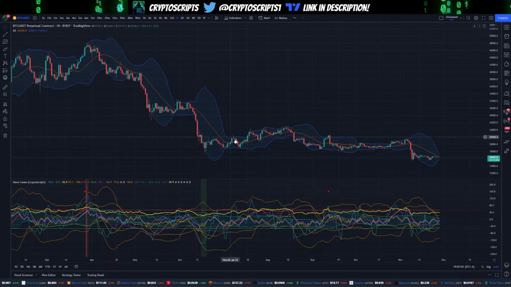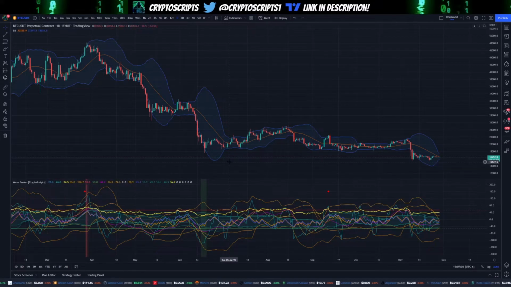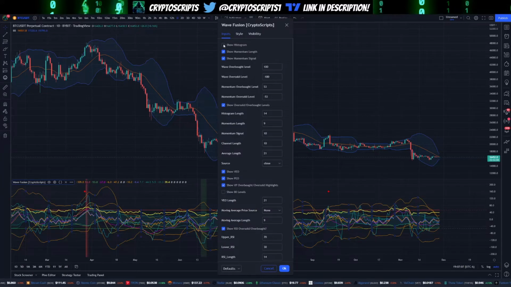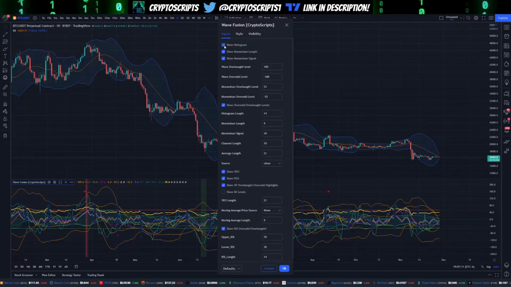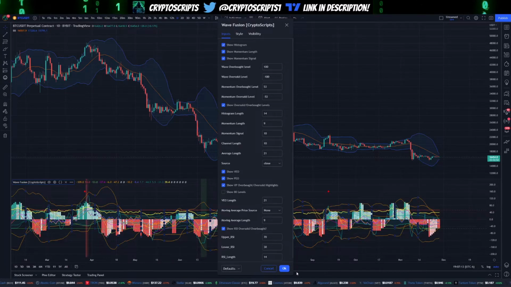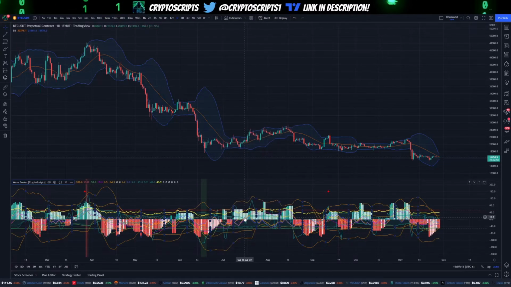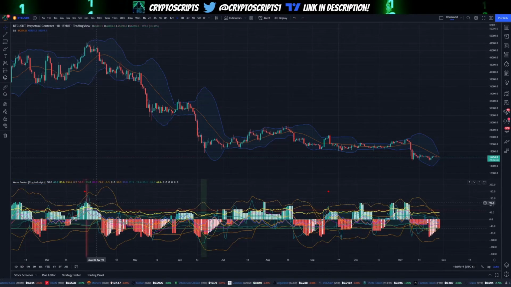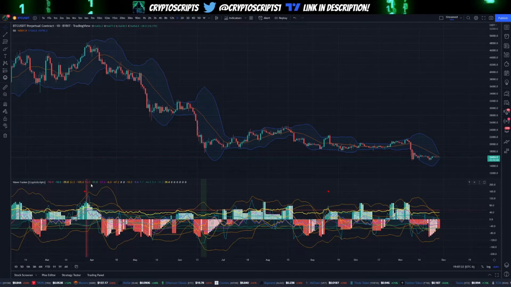And then also, something else I want to mention is the histogram settings on Wave Fusion. If you go to your settings on Wave Fusion, there's a show histogram button. You can go ahead and click that, and then some MACD-looking bars will come up. Now these are very, very important as well. Now I have my values on my indicator showing up as well.